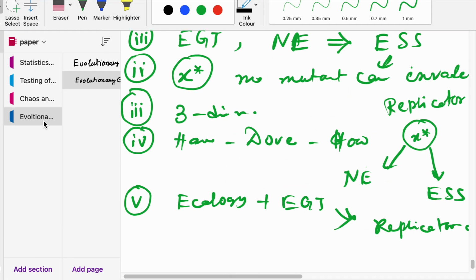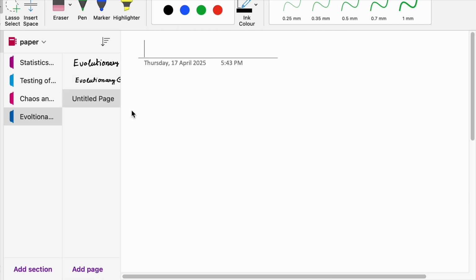Let me then start a new thing. From now onward I will talk about repeated games and what this repeated game means. Before going to this, let me introduce one classical game, and through this classical game we will see how repeated interactions or repeated games automatically come into the picture.